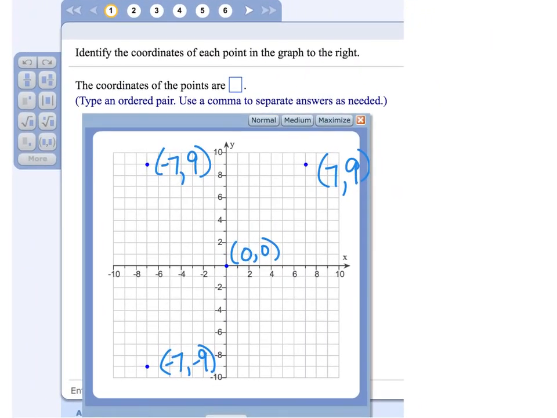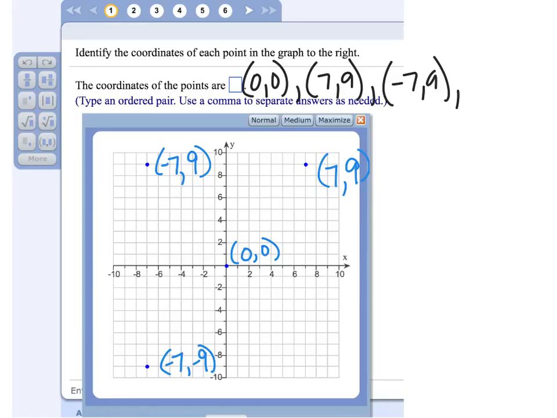So what you're going to be asked to do up here is, in no particular order, to write all the points. But don't forget a comma: 7, 9, comma, and then -7, 9, comma, and then -7, -9, comma. And this is what you're going to be asked to type into this little box right there.